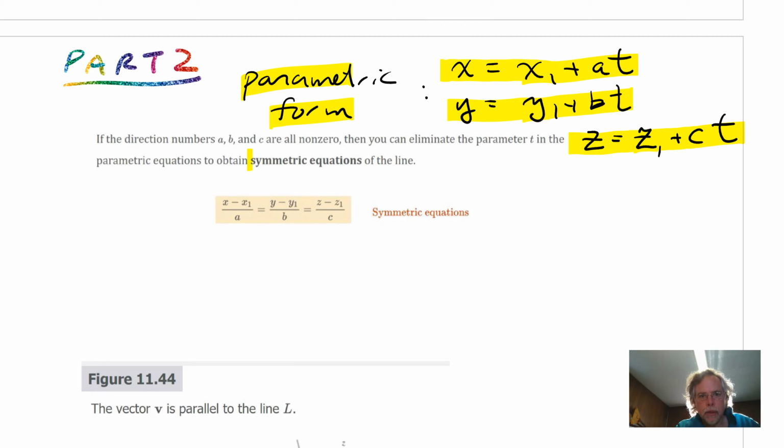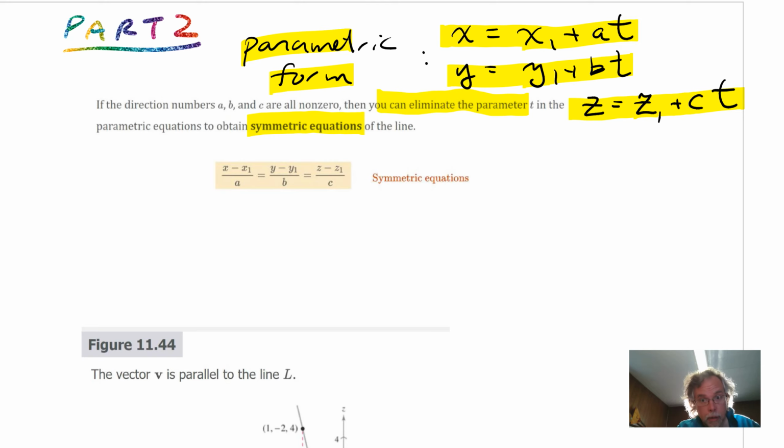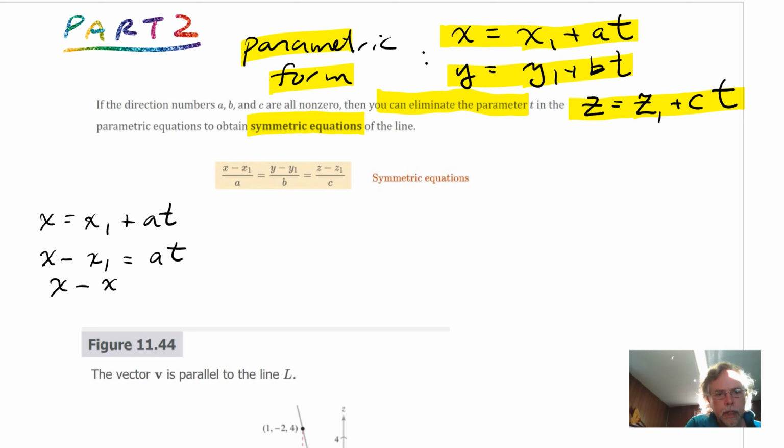There are also these symmetric equations, which are a different version of the equation of a line in 3D. The statement is made here, you can eliminate the parameter to obtain these symmetric equations. I want to show you what that means and then do the example down below. So if we take the first parametric equation, the x equals x1 plus at equation, and solve that for t, x minus x1 equals at, so x minus x1 over a equals t.